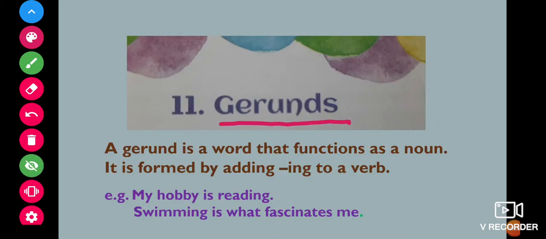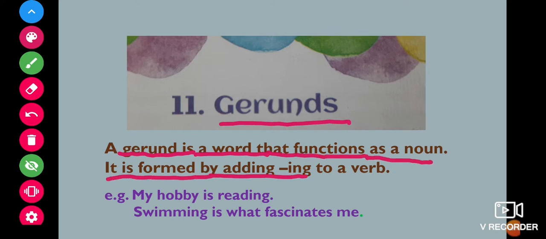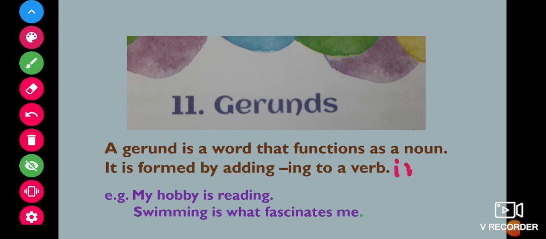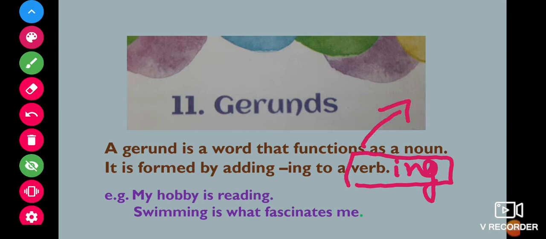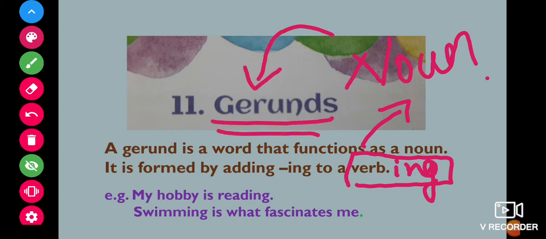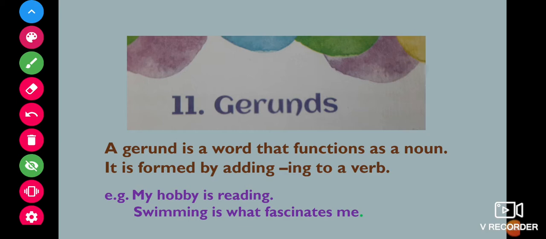Let us see what gerunds are. A gerund is a word that functions as a noun. It is formed by adding ing to a verb. That means whenever we add ing to a verb and that verb functions as a noun, then that verb is called a gerund. Let us look at the examples.